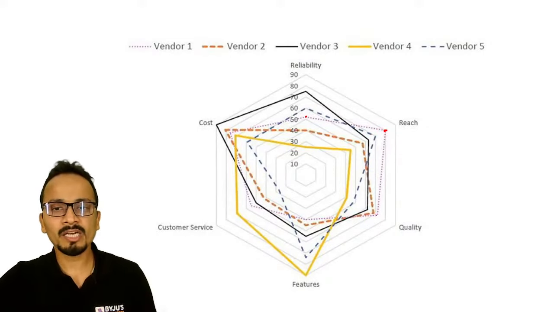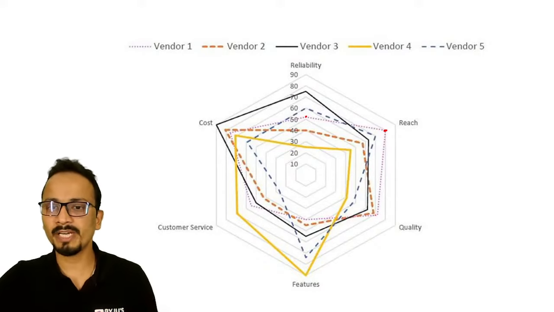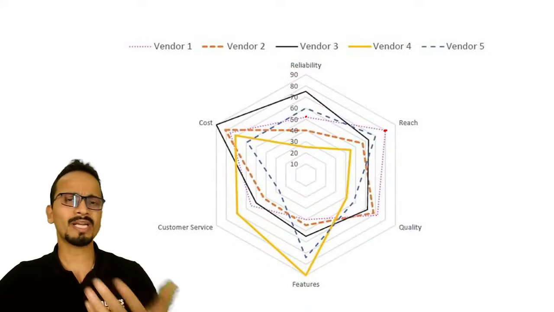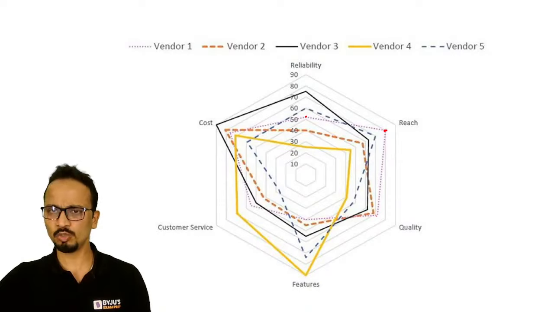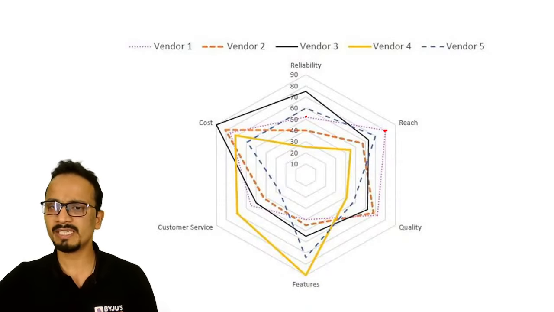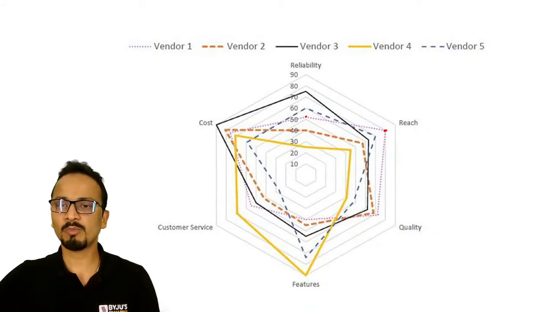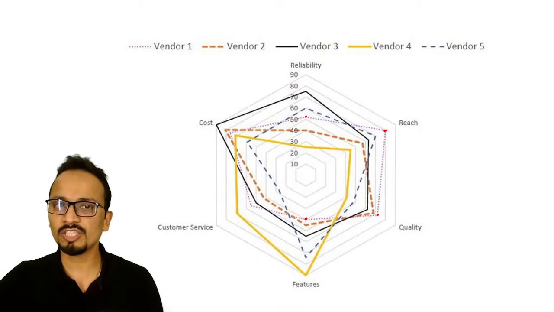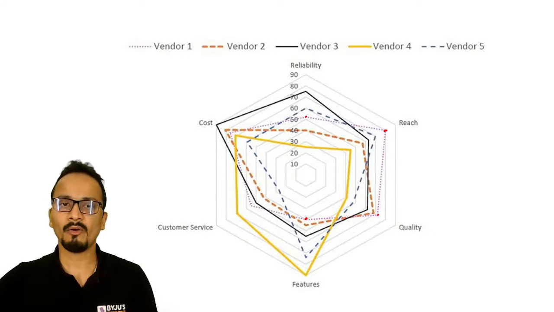Now in terms of quality, this is the inner circle as compared to 80. So 70 and just more than 70. You can say 71 or 72. All right, so quality will be 72. This point. Then for features, it is this point. So 10, 20, 30, 40. So 40 on features for vendor 1.